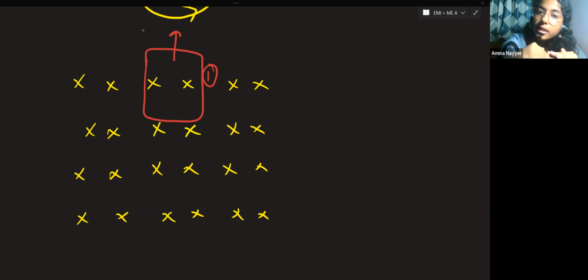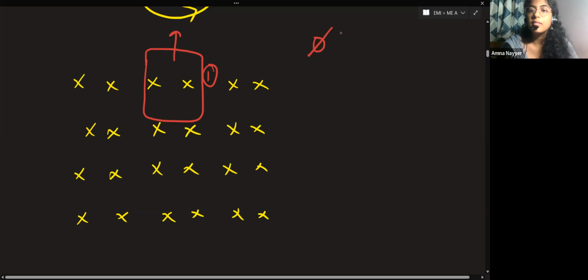So what happened? Now the magnetic flux is decreasing. So the aim of induced current, right now what is happening? Magnetic flux is decreasing because magnetic field lines are decreasing.